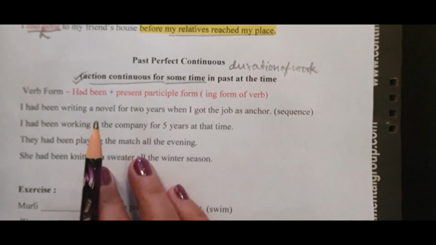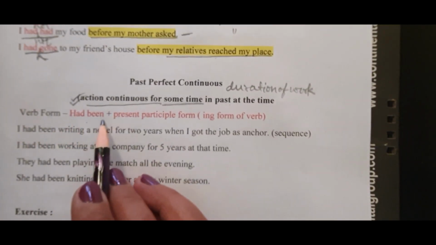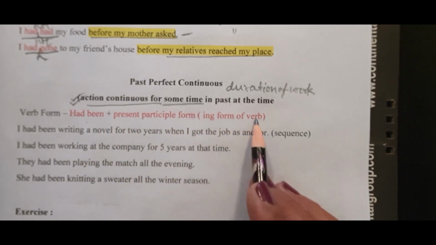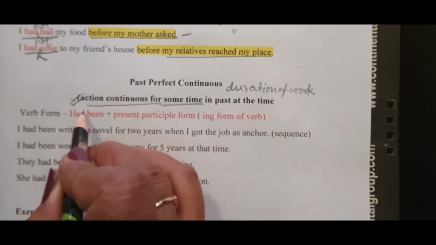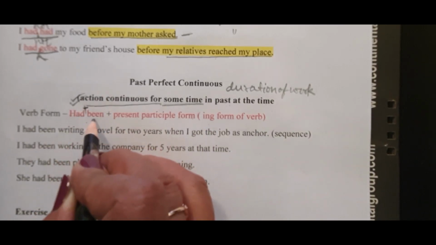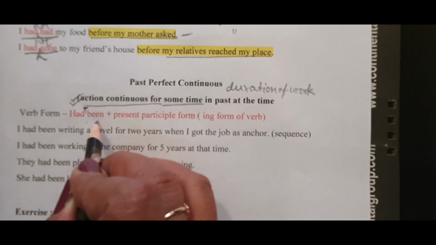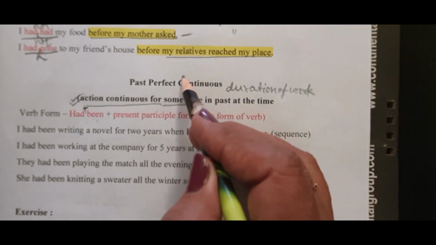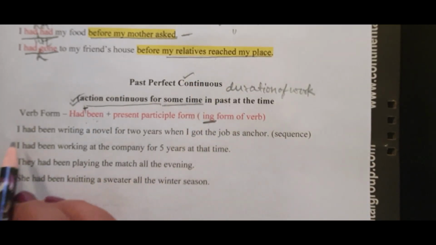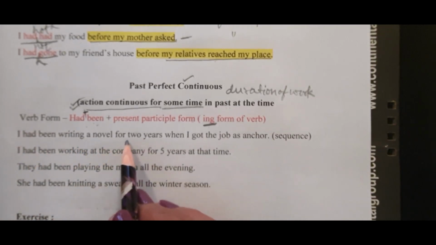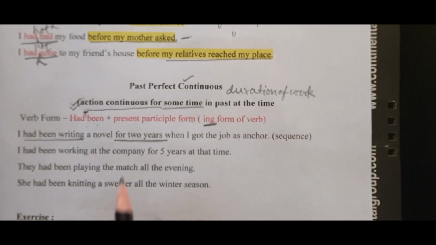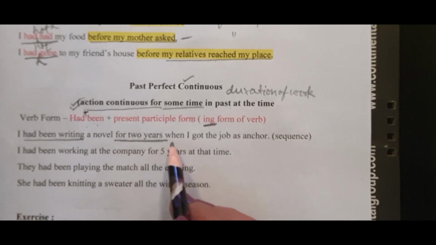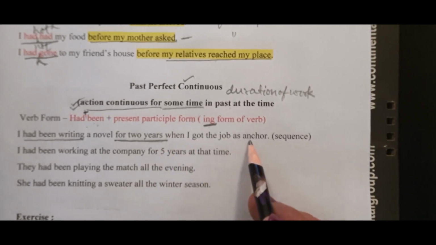Now let's see the verb form. Had been plus present participle form, that is the ing form. Had been plus ing form. After has, have, had, we will always use the third form. Has, have, had के बाद तो third form use करनी ही है. That is why been is used, and then ing is used to show the continuous thing. I had been writing a novel for 2 years. Now this is an important thing. The thing was continuous for some time when I got the job as an anchor.